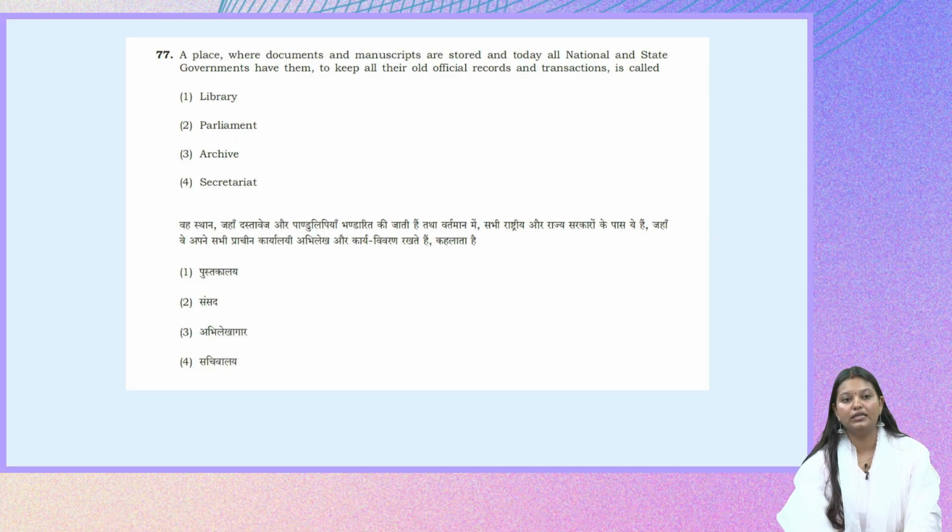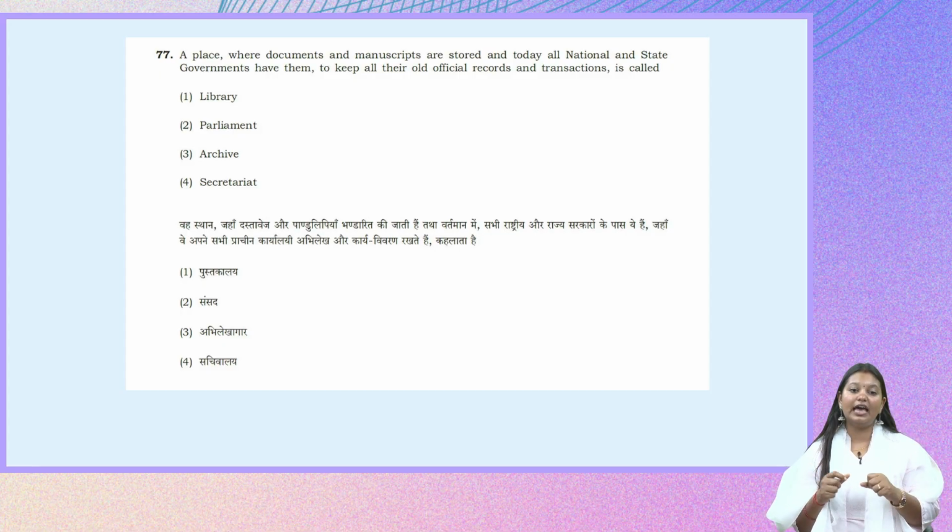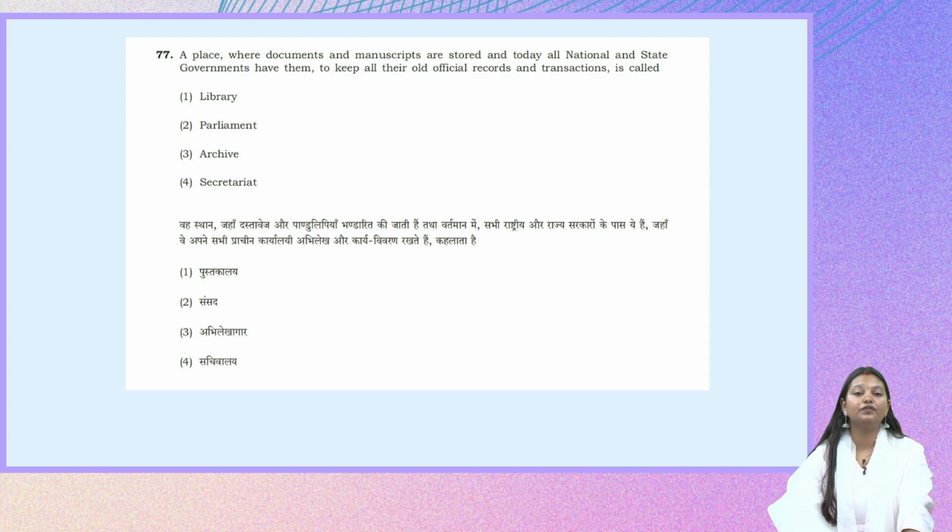The next question is, a place where documents and manuscripts are stored, and today all national and state governments have them, to keep all their old official records and transactions, is called. So if you see the options that they have given us here: library, parliament, an archive, and a secretariat. When you see all of these four options, we can easily rule out two options, option 2 and option 4. Now we are left with library and an archive.